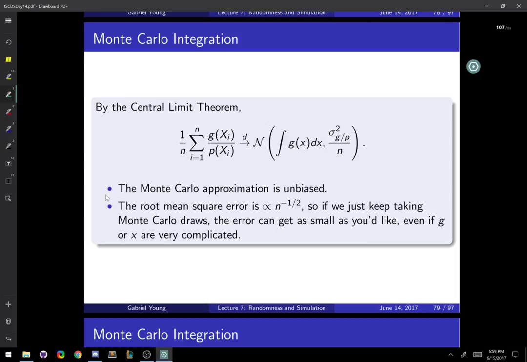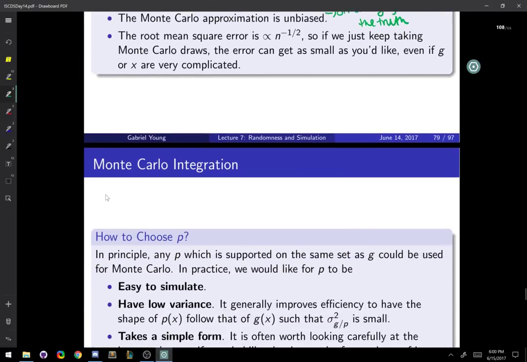So the Monte Carlo approximation is unbiased. That means, on average, you're going to hit the truth, okay? In a statistical sense. The root mean square is proportional, that's what that alpha symbol is, to n to the negative 1 over 2. So if we just keep taking Monte Carlo draws, the error can get as small as you'd like, even if G is very complex. So imagine this really complicated function G, and you don't have to even think about how to split these up, right? It's just easy, okay?